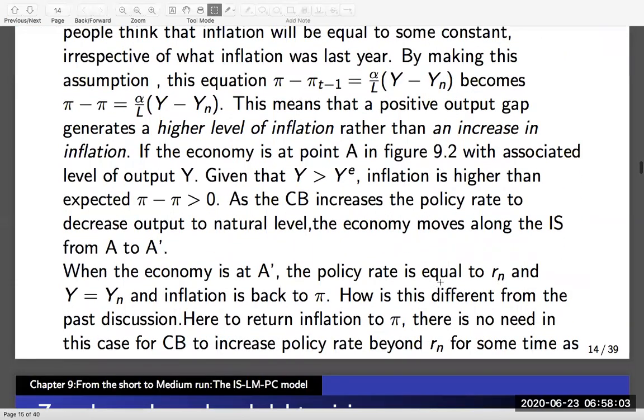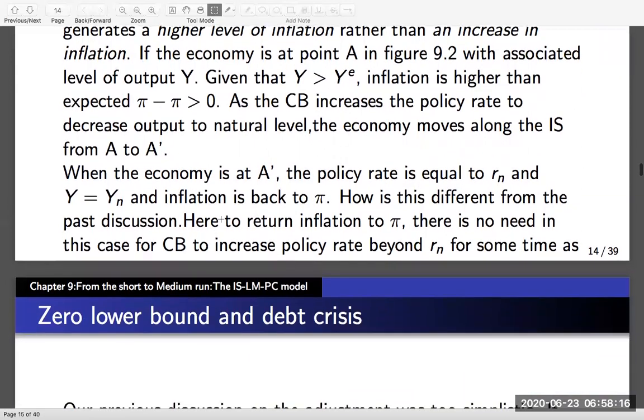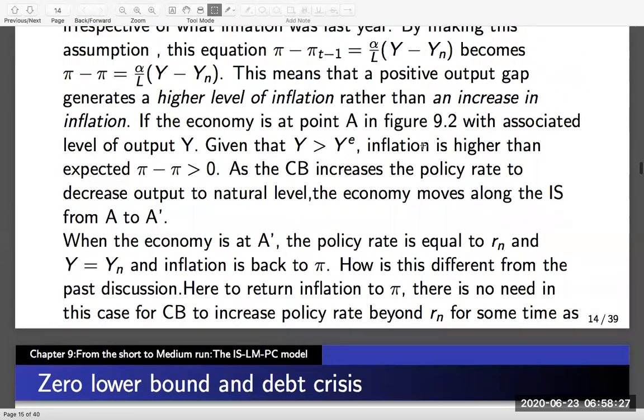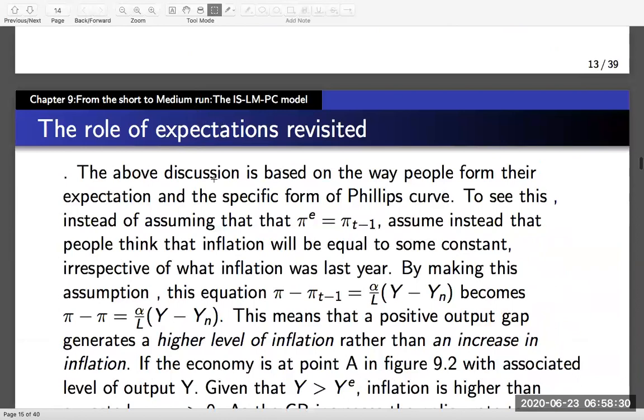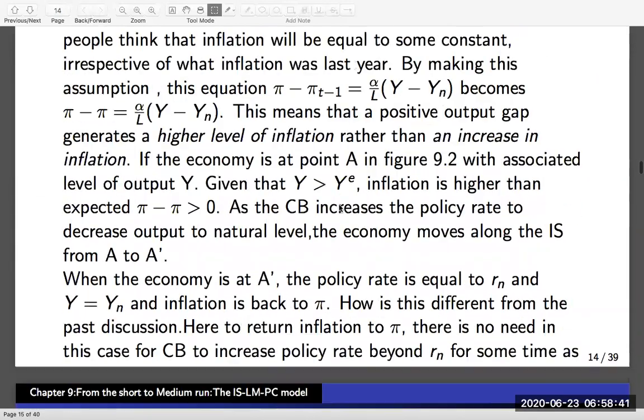Remember that. So when the economy is at point A prime, the policy rate is equal to RN and Y equals YN, and inflation is back to the stable rate. How is this different from the past discussion? Here we return inflation to pi bar. There is no need in this case for the central bank to increase the policy rate beyond RN for some time. So when you introduce expectation, it means there will be no overheating. You are not going above RN. You can just go back to RN itself and not be above it, right?